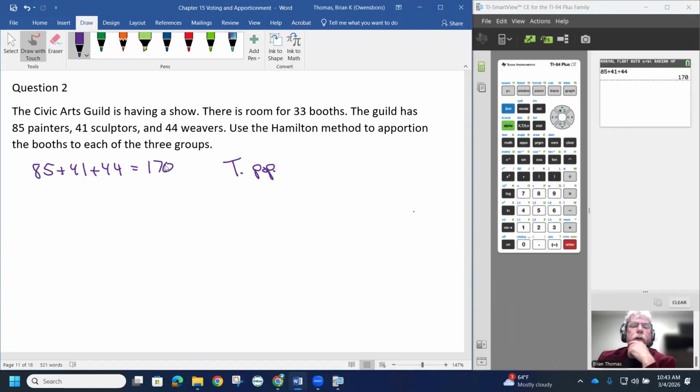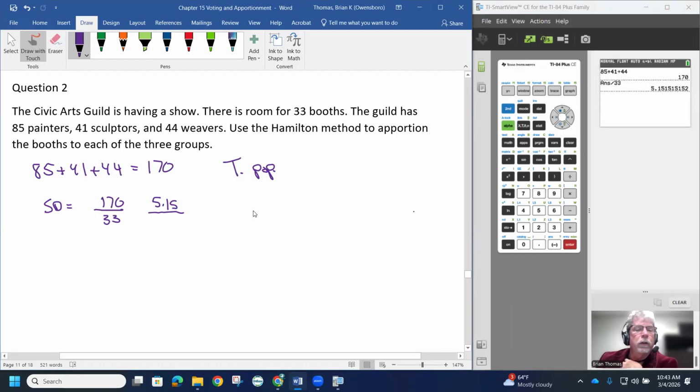And what we want to do is figure out what our standard divisor is. So we're doing this among 33 booths. So our standard divisor is going to be this 170 divided among 33 booths. If we divide that number by 33, we're going to leave that as a decimal. 5.15, and I'm going to use the calculator as my actual number though. That's going to be for one booth. So every 5.15 people represents one booth.